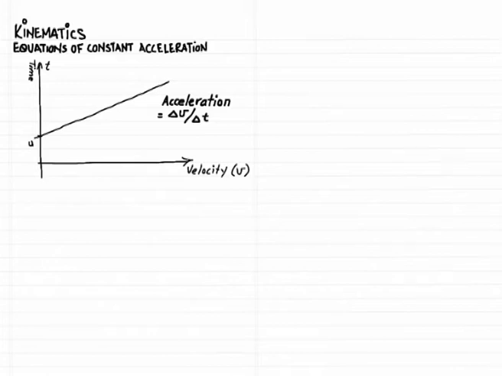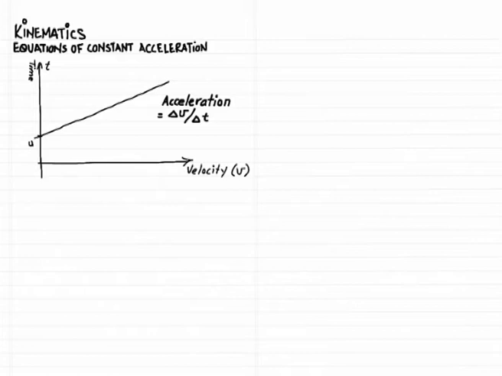positive or negative. And we can plot this on a velocity time graph as a straight line. The gradient of the straight line gives us the acceleration, and we know that it's constant because it is in fact a straight line. If it wasn't constant, it would be a curved line.